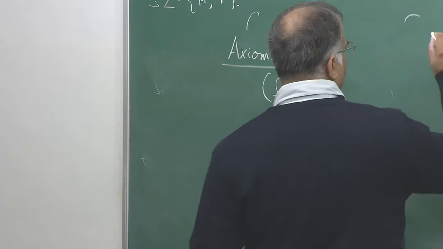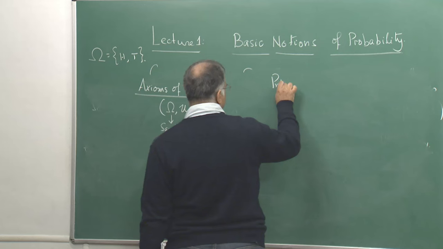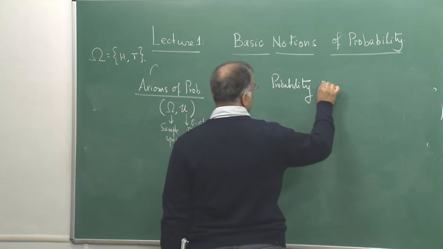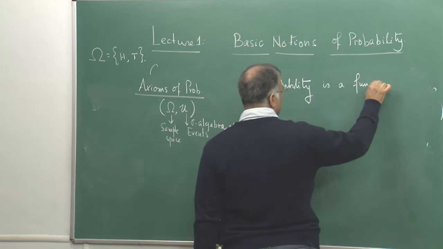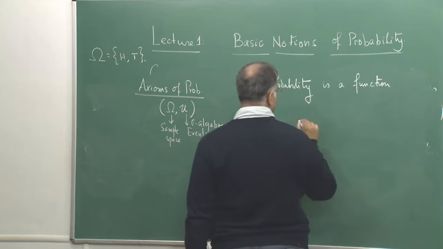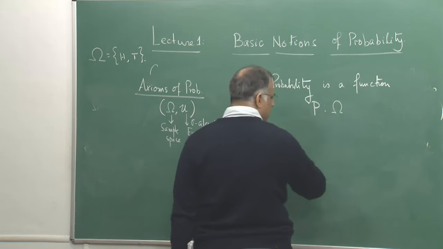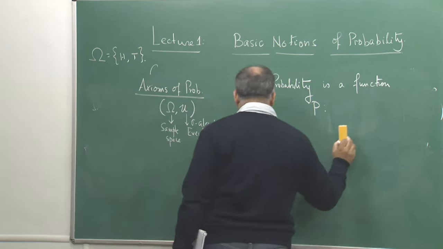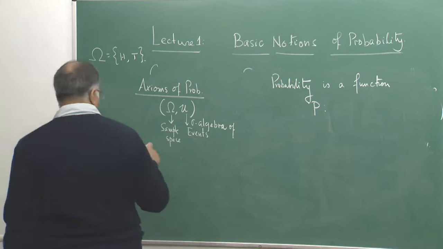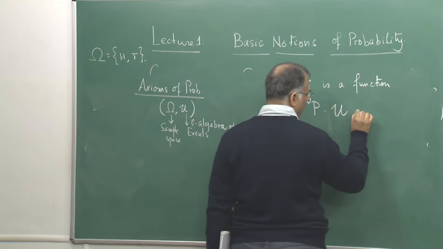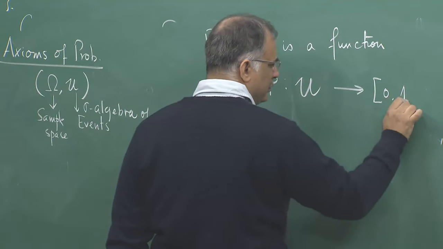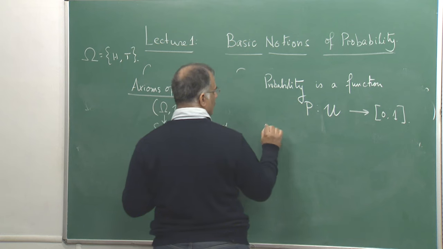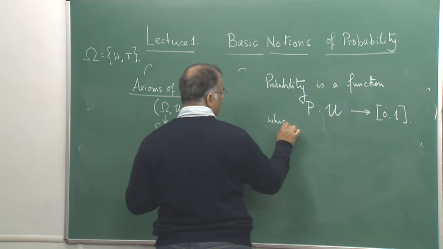So, probability is a function P whose domain is U, the sigma algebra. So, it takes an event from the sigma algebra and maps it to some number between 0 and 1, which follows the following norms.